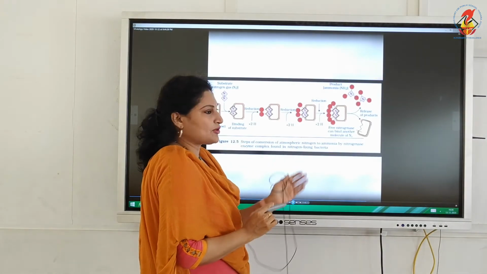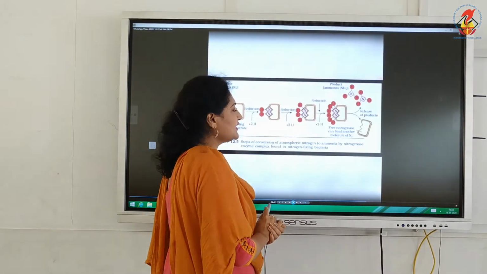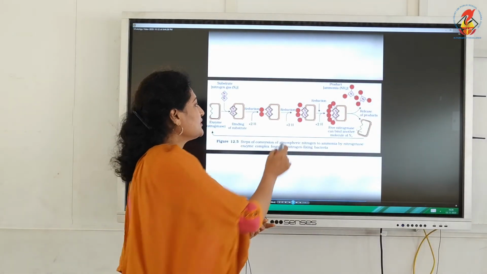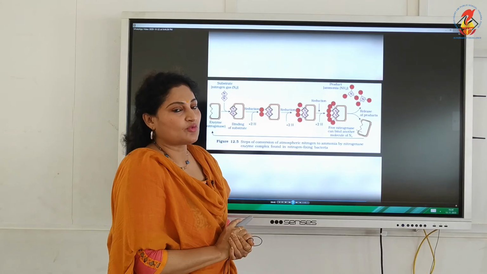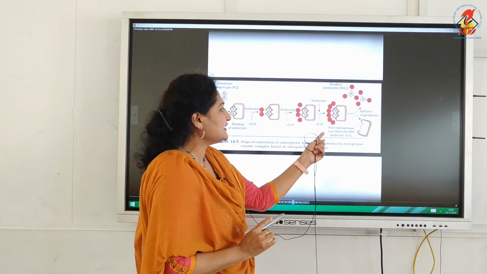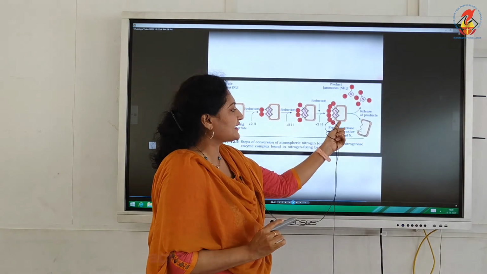Next, in the second step of reduction, another two hydrogens are added. Now the second bond between the nitrogens vanishes or breaks, and each nitrogen is connected to two hydrogen atoms. Now in the third step, two more hydrogens are added. What happens? All three bonds between the nitrogens disappear. There was initially a triple bond, it became a double bond, a single bond, and now all the bonds between the nitrogens vanish, and each nitrogen is connected to three hydrogens. So nitrogen connected to three hydrogens, what is that molecule called? Ammonia. So now we can see two ammonia molecules are formed and attached to the nitrogenase.